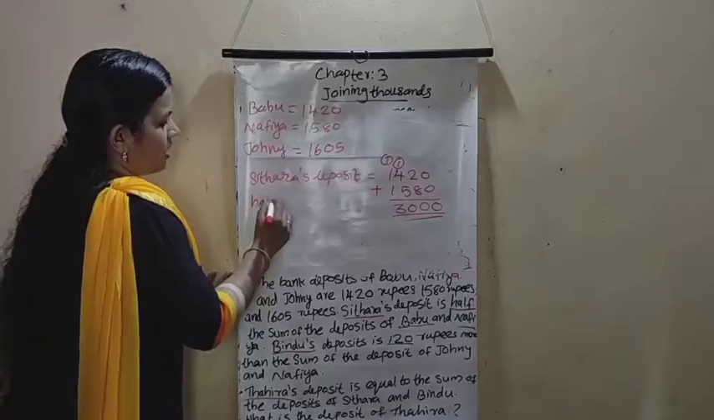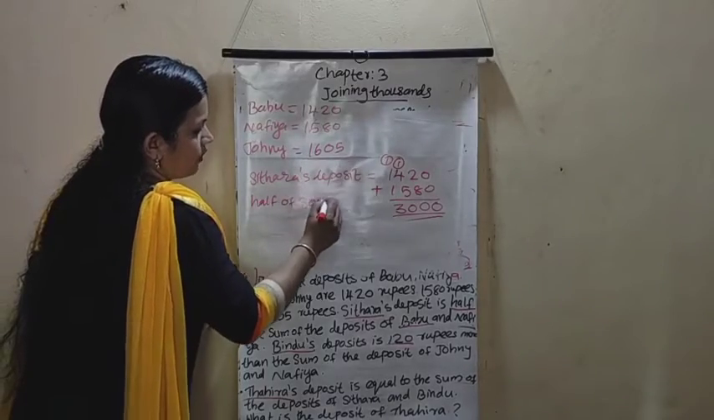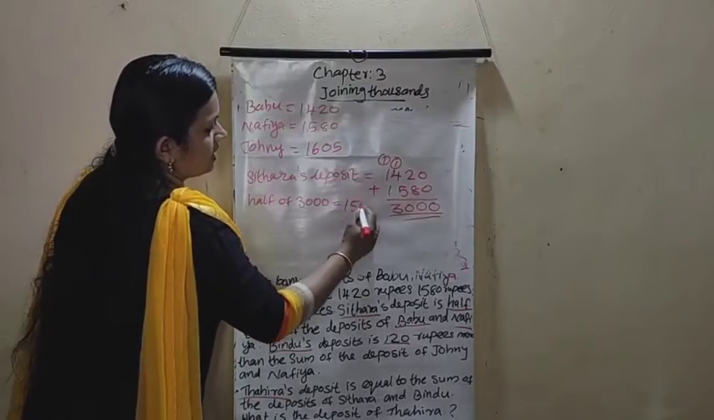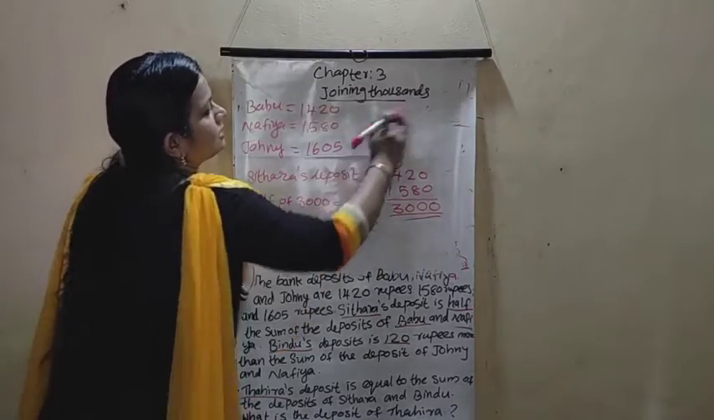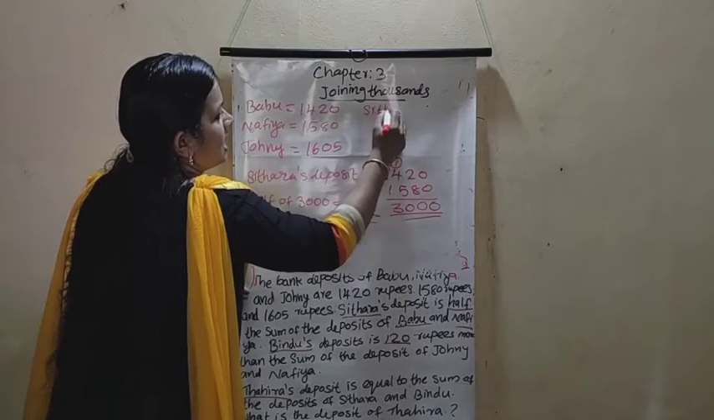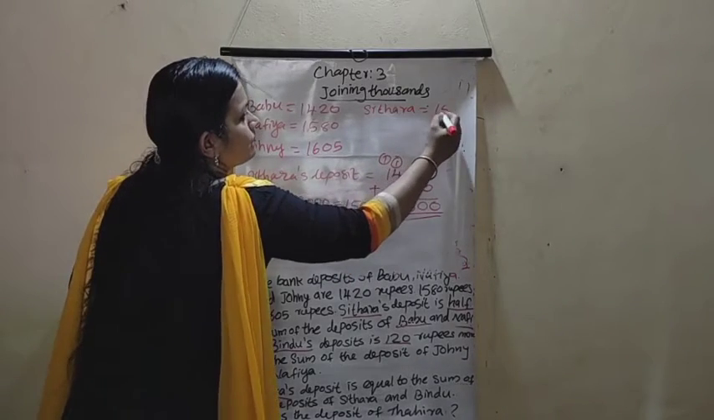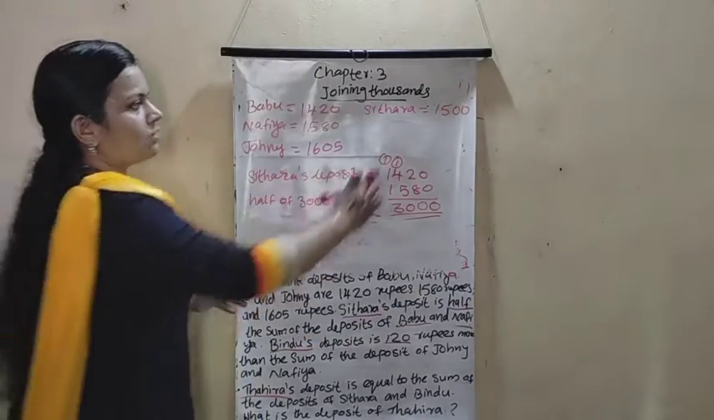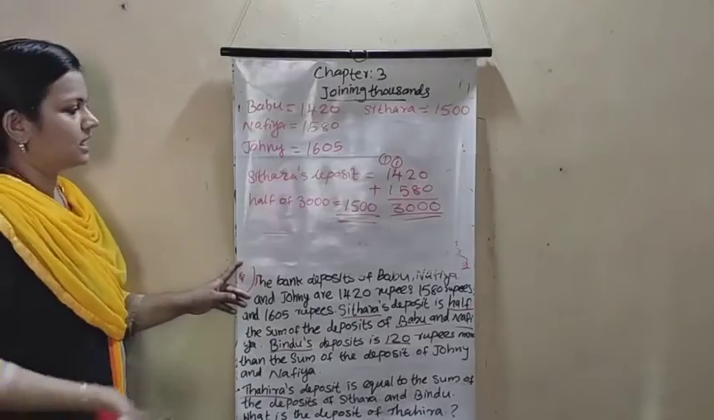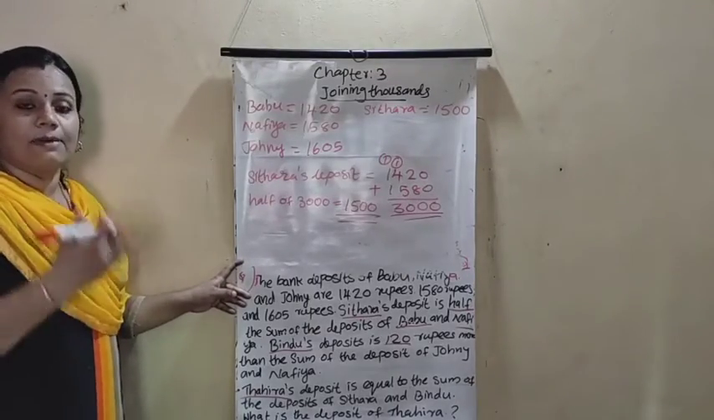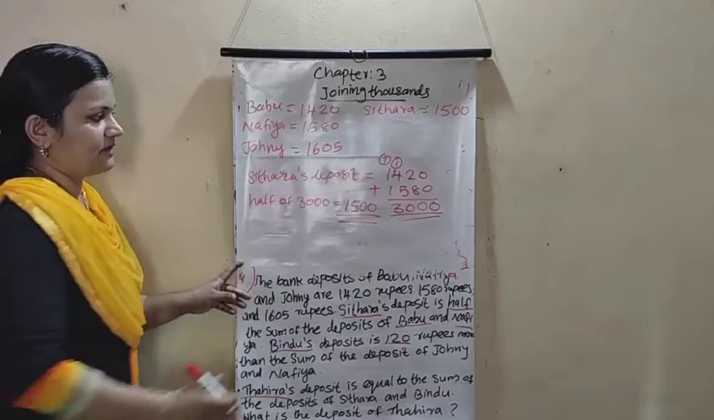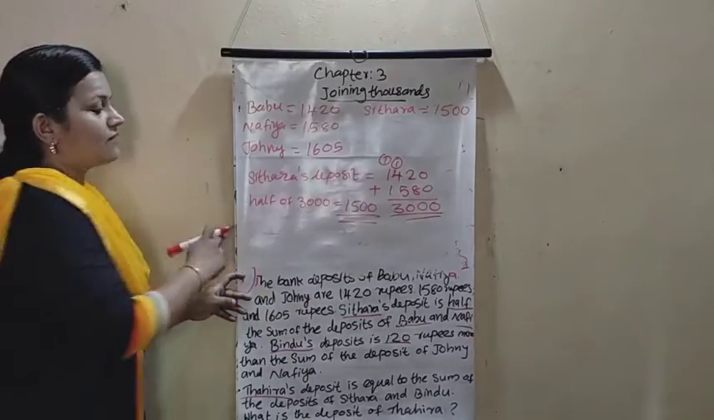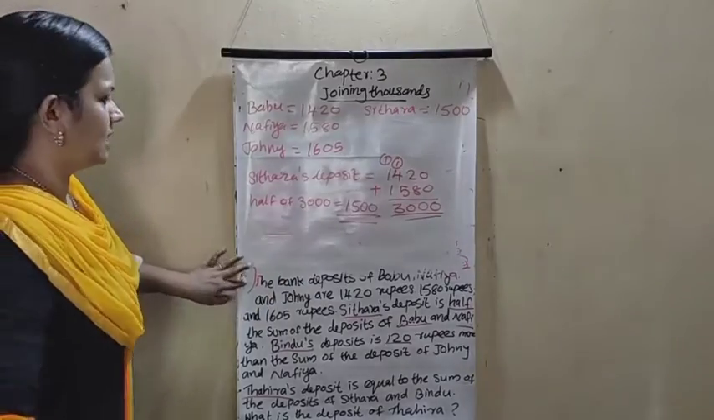Sitara's amount is half of 3,000, half of the sum of Babu and Nafia. Half of the 3,000 is what? 1,500. So Sitara's amount is 1,500. Understood? Babu and Nafia's deposit total sum is 3,000, and half of the sum is 1,500.